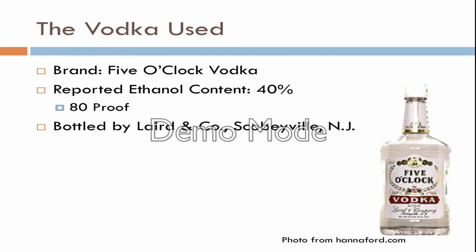To get started, we wanted to see if we could experimentally calculate the ethanol content in vodka. The brand that we used was 5 o'clock vodka. Its reported ethanol content was 40%, which corresponds to 80 proof, and it was bottled by Laird and Company in Scobeyville, New Jersey. A picture of it is shown on the screen at the right.